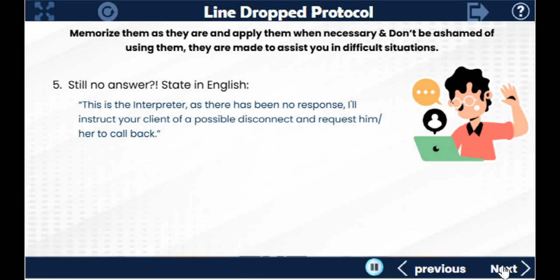Still no answer? State in English, "This is the interpreter. As there has been no response, I'll instruct your client of a possible disconnect and request him/her to call back."